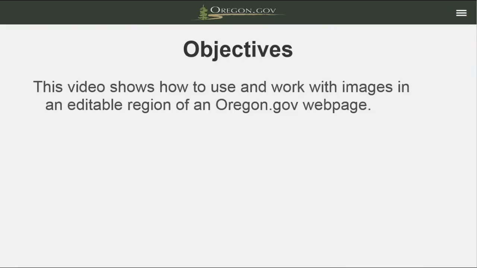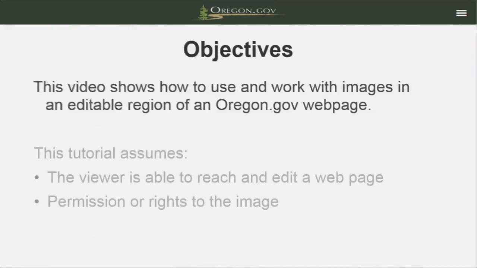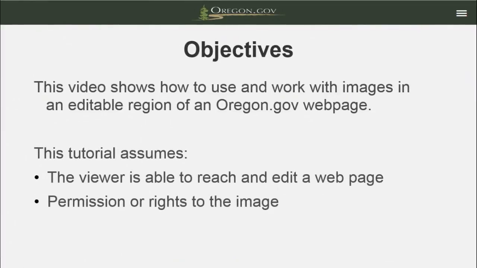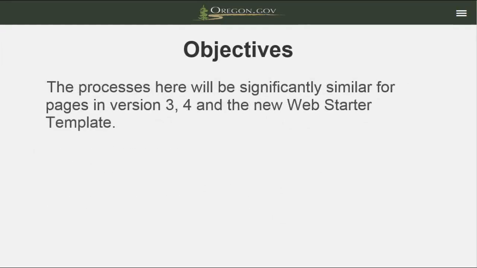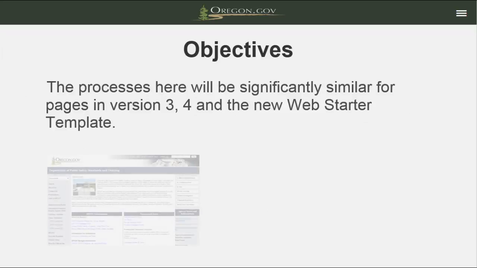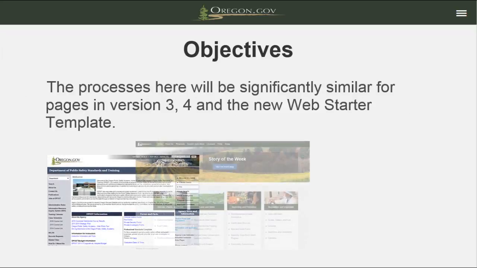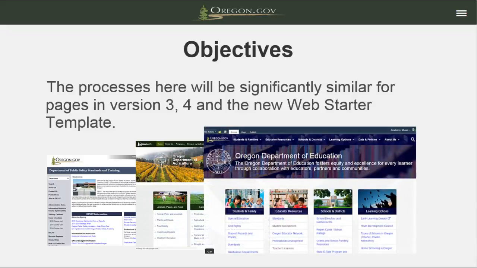This video shows how to use and work with images in an editable region of an Oregon.gov web page. This tutorial assumes the viewer is able to reach and open a web page for editing. It is also assumed that any agency using an image in their website has permission or rights to that image. The processes here will be significantly similar for pages in versions 3, 4, and the new web starter template.